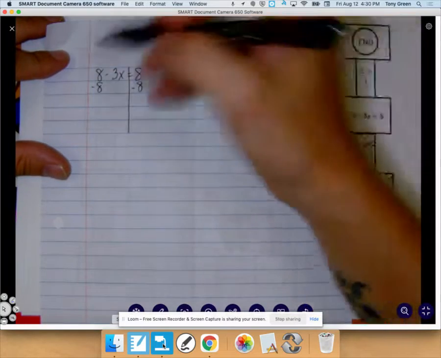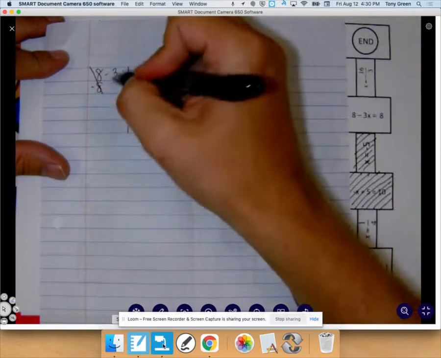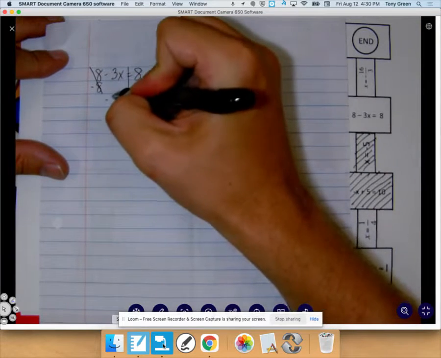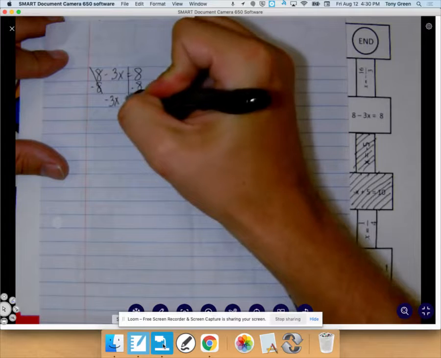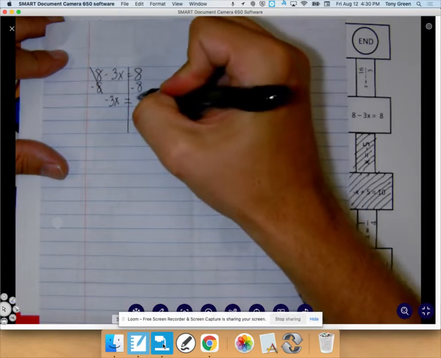Now we can simplify. 8 and -8 cancel out. We can bring down our -3x, our equal sign, and whatever this is. 8 minus 8 is 0.